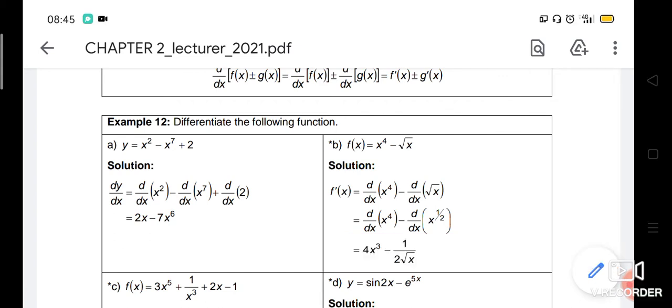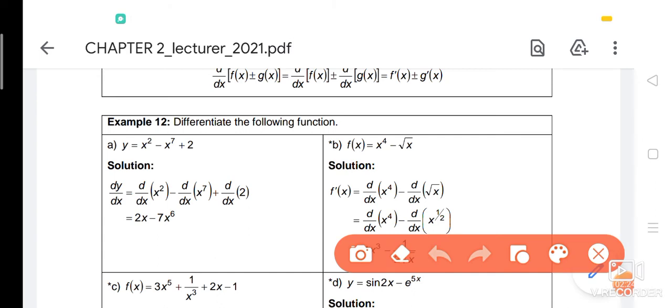Okay, for number b, given f(x) equal to x to the power 4 minus square root x. So finding f'(x). So f'(x) bermaksud we need to differentiate each term for f(x). So differentiate x to the power 4 and differentiate also square root x, di mana sebelum boleh differentiate, tukarkan dulu punca kuasa ke dalam bentuk kuasa, baru boleh kita differentiate.